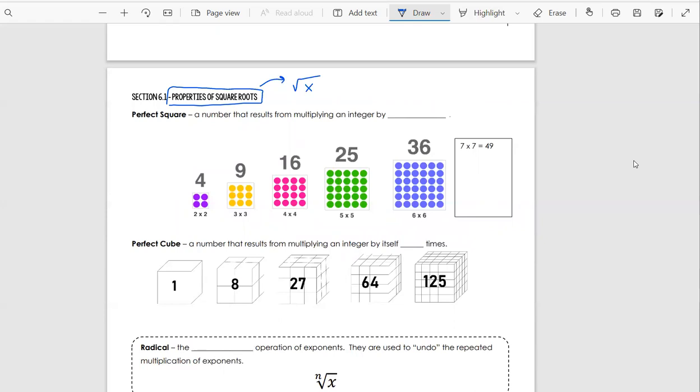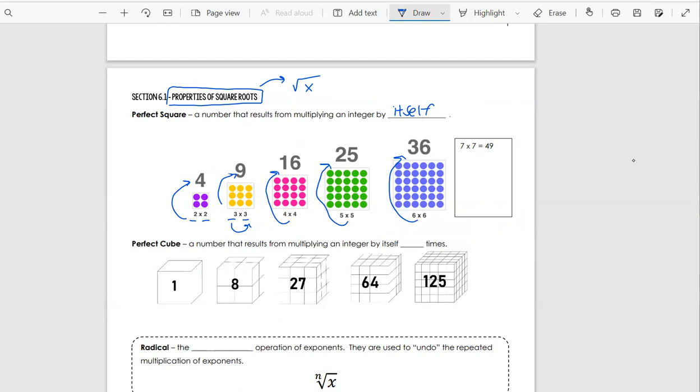So what's a perfect square? Those are super important. A perfect square is a number that results from multiplying an integer by itself. Okay, you guys know these, right? So 4 is a perfect square because 2 times 2 gives me 4. 3 times 3, look, a number by itself. That's what makes it a perfect square. 4 times 4 is 16, 5 times 5 is 25, 6 times 6 is 36.